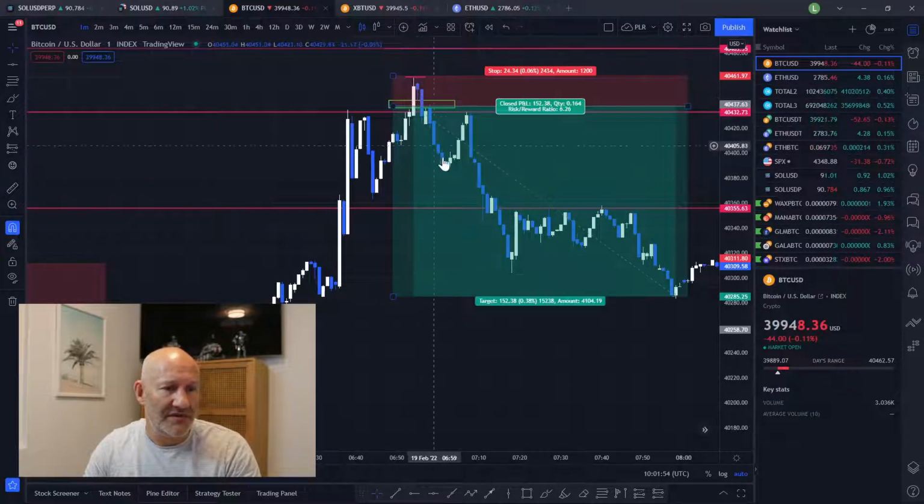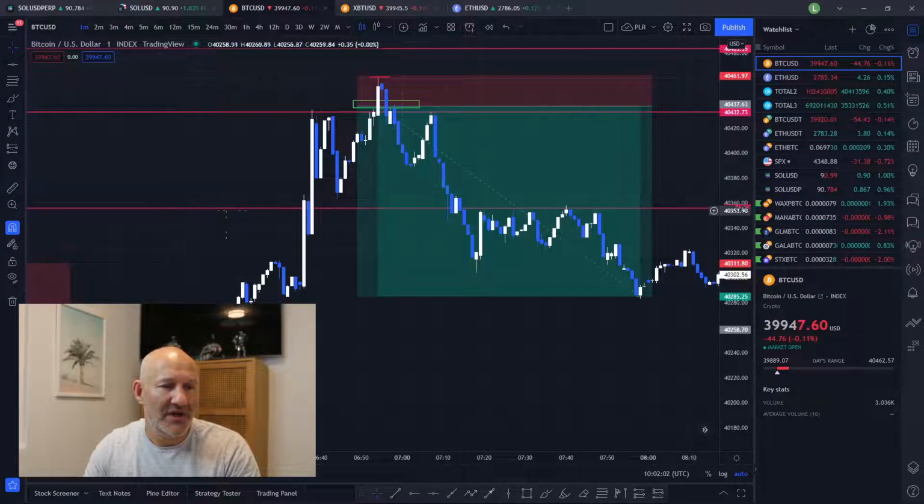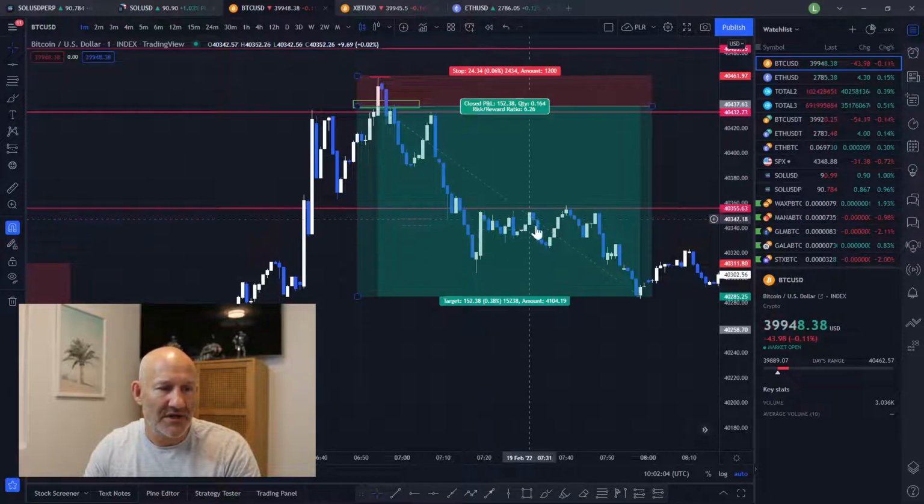Now, what it did first is it came down to this point, rallied back, and you can see this was the first high we were targeting in the initial part of the setup. And you can see the market just kept touching it.